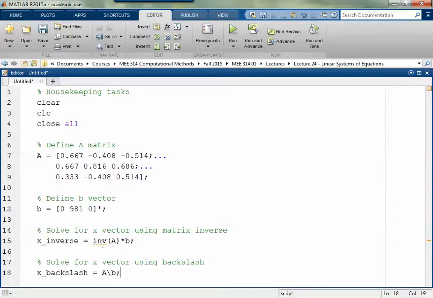Yes, sir? What would happen if you did B backslash A? You're not going to get the correct answer because that is the wrong mathematical order for that operation.